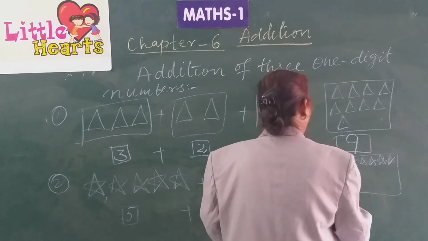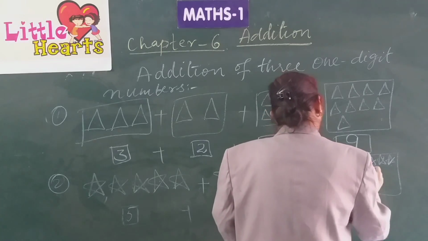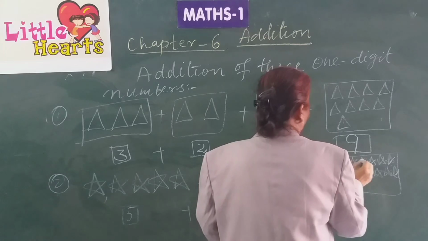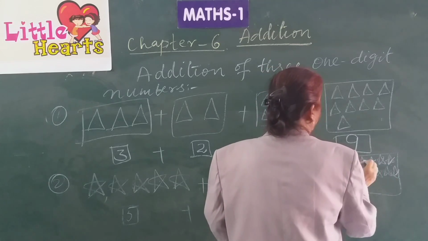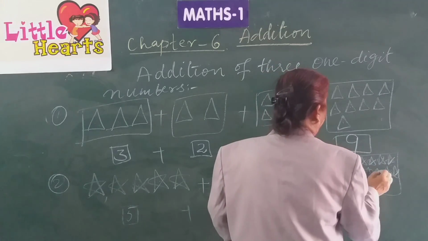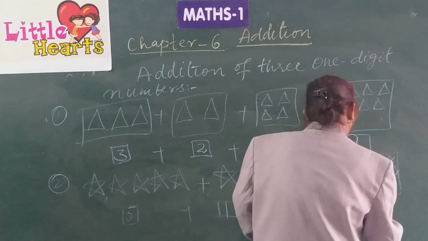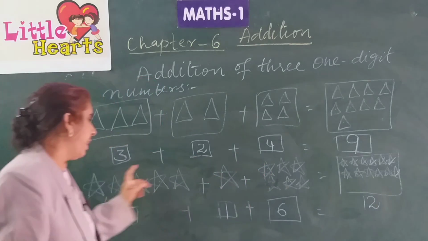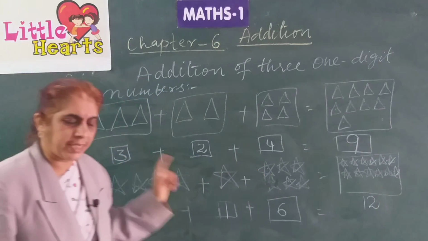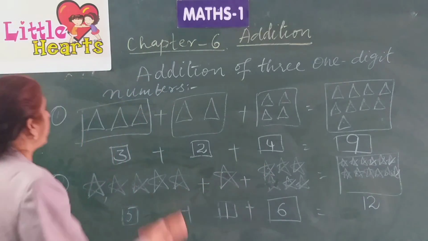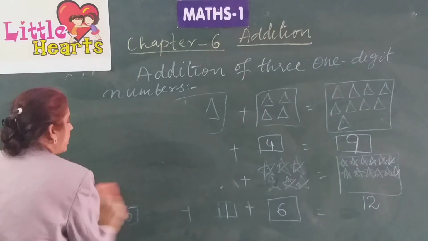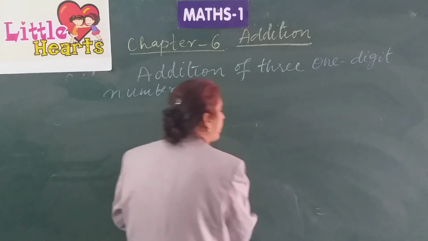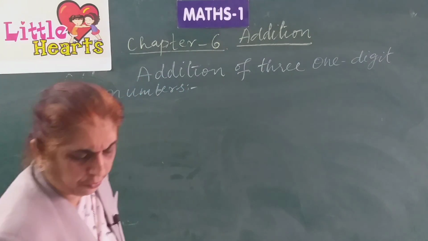And in the third set we have 1, 2, 3, 4, 5, 6, and then counting on, 7, 8, 9, 10, 11, 12. So total 12 stars are there in the three collections. Together we have 12 stars. In the same way we have to find the sum of three one-digit numbers numerically with numbers, without pictures or objects. We have to count forward.